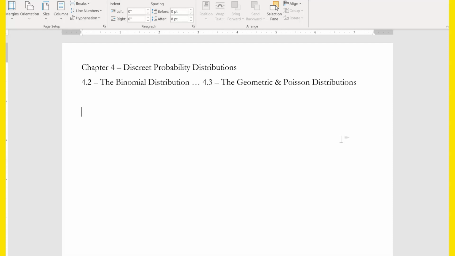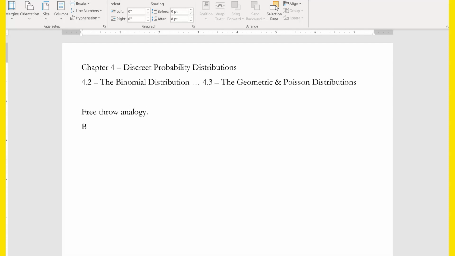Sections 4.2 and 4.3 are about three common discrete distributions: the binomial, geometric, and this word here is Poisson. It's kind of French. You've got to say it with a little French accent. Poisson distributions. So I want to explain to you the difference between those right off the bat. And I'm going to do that with the free throw analogy.